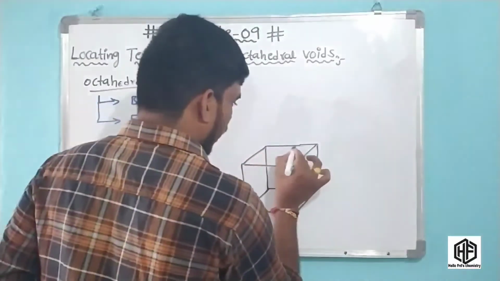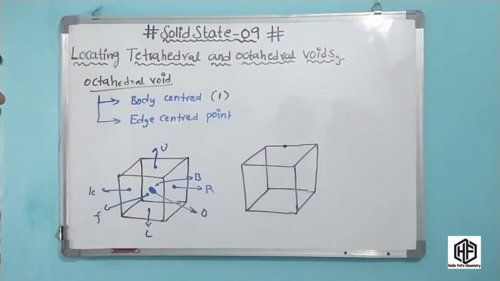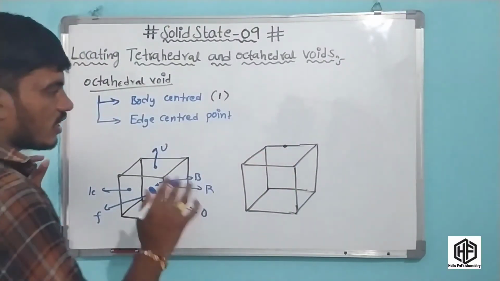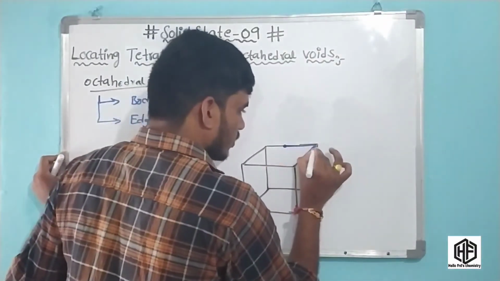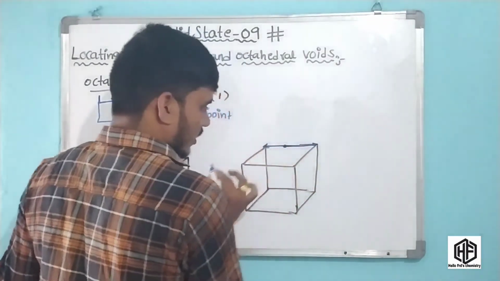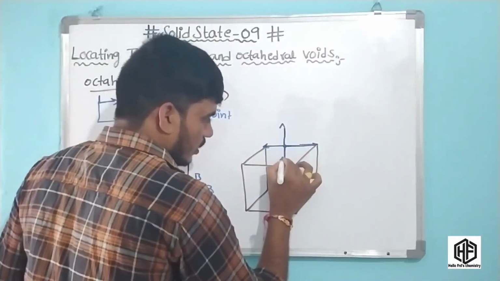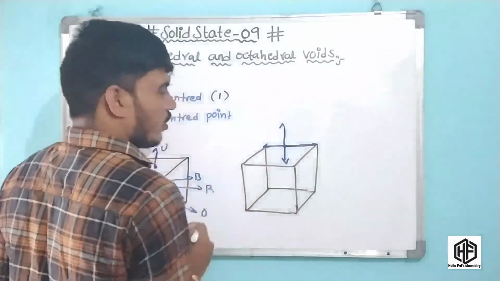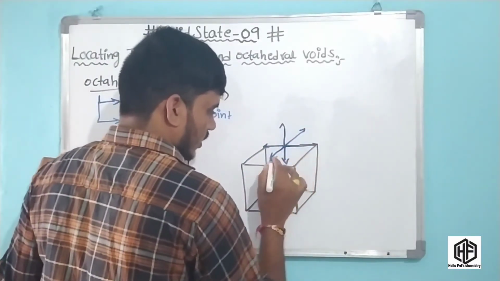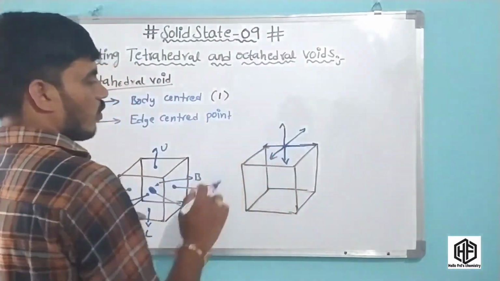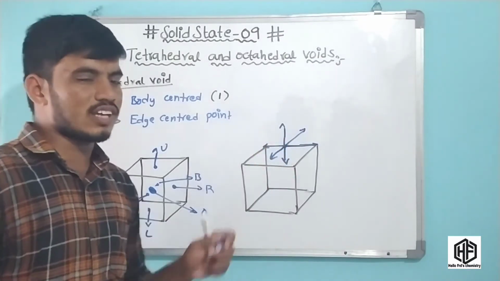Okay friends, this is the edge. At this centered point, a void is present. That void is also called an octahedral void. In that octahedral void, six atoms are present like this. One atom is on this side and another atom is on this side, one atom is on top and one atom is in the body. One atom is present in the unit cell and another atom is present on this side and another on this side. At the edge centered point, six atoms are present to produce a void. That void is called an octahedral void.